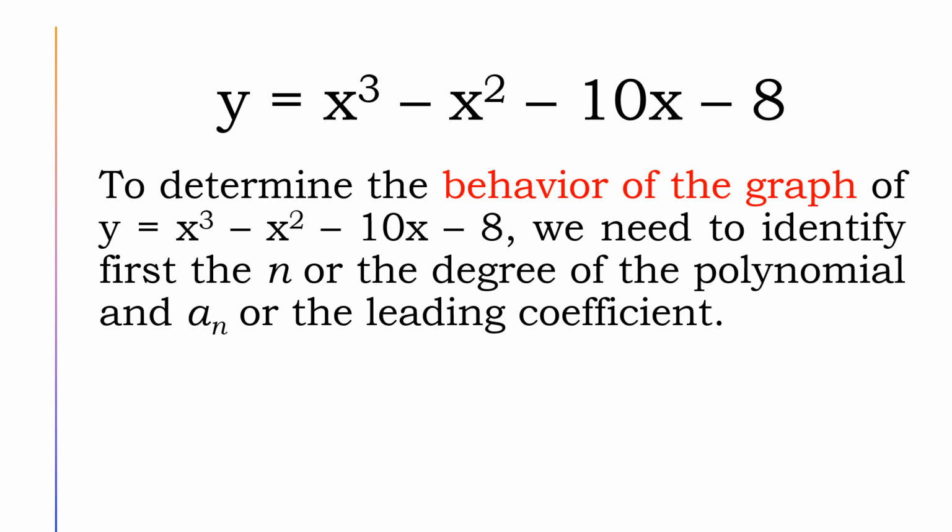Let us now determine the behavior of the graph. To determine the behavior of the graph of y equals x cubed minus x squared minus 10x minus 8, we need to identify first the n or the degree of the polynomial and a sub n or the leading coefficient. So in our example, our n or degree, or that is the highest exponent, that is 3. And our leading coefficient, pag sinabing leading coefficient, ito yung number katabi ng variable with the highest exponent. So, ang katabi ng ating x cube ay 1. So, we have n equals 3 and a sub n natin, that is equal to 1.